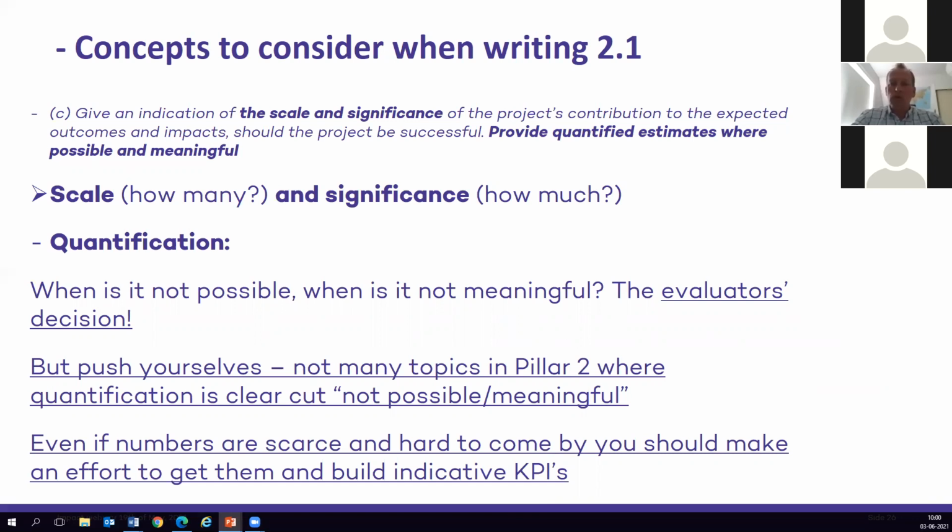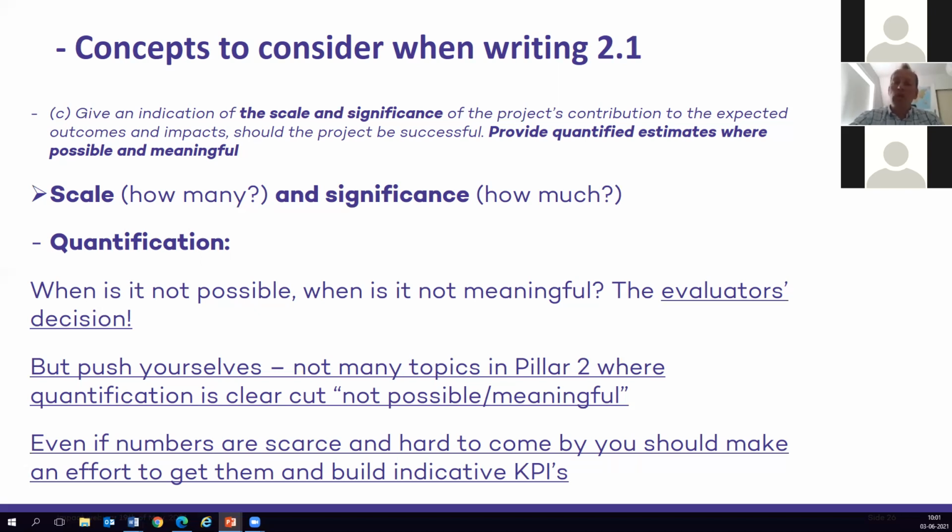Benedict also touched upon this, but this is not her decision, it is not our decision, it is the evaluator's decision. When is it not possible? Our recommendation is to push yourself, and when we look across Pillar 2, there are really not many topics where it is not possible, meaningful, at least in some respects.